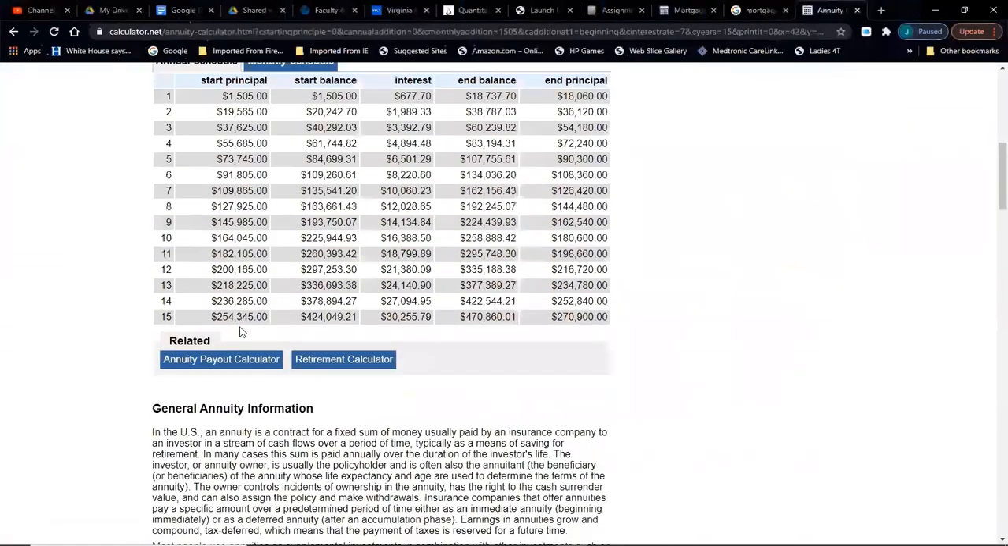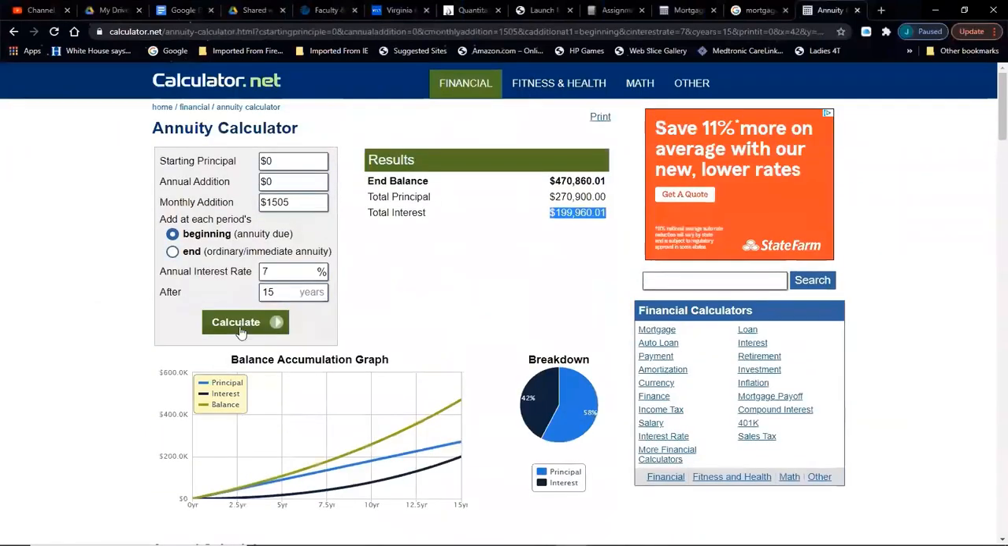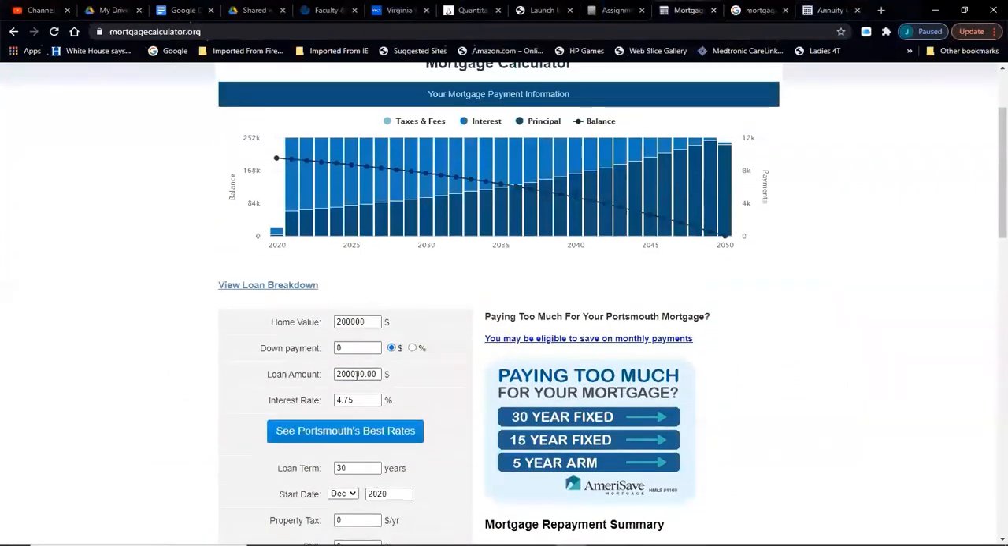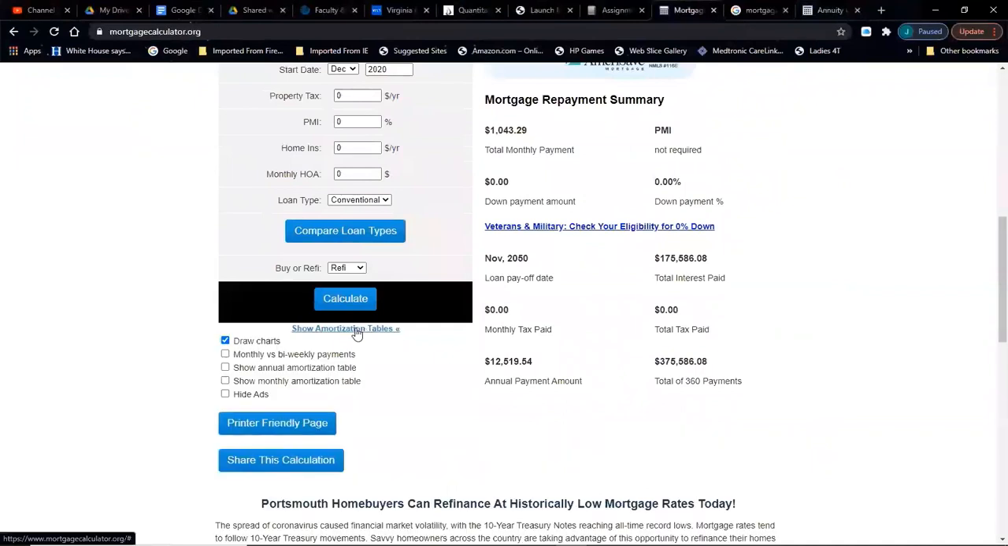And let's do this on a monthly schedule. Let's go back to the 30-year one. Monthly, oh, that's the annuity calculator. That's what was throwing me off. All right, here we go. So I'm going to click show amortization tables, which is just a monthly breakdown of where your money is going. Let's take the chart off. Let's do monthly amortization.